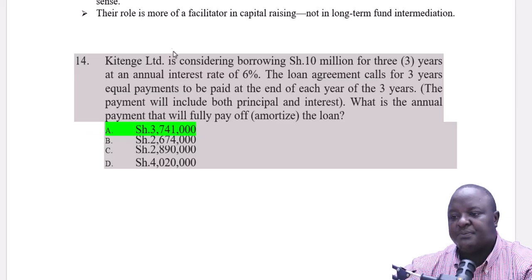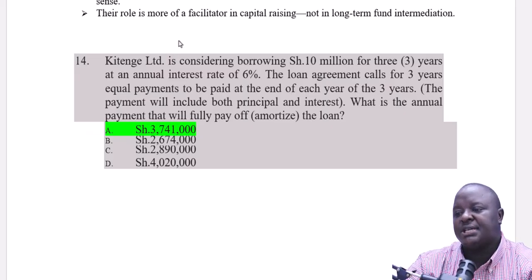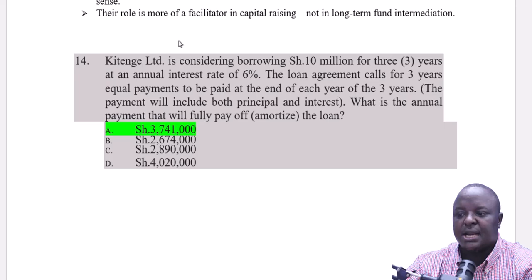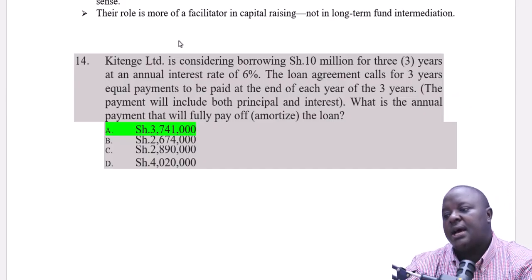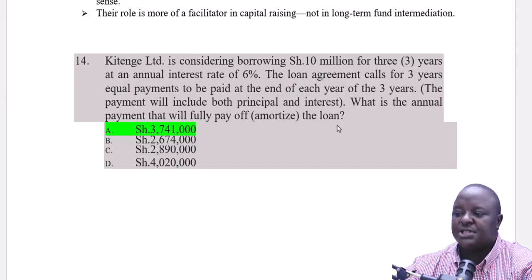Question number 14. Kitenge Limited is considering borrowing 10 million for 3 years at an annual interest rate of 6%. The loan agreement calls for 3 equal payments to be paid at the end of each year of the 3 years. The payment will include both principal and interest. What is the annual payment that will fully pay off, amortize, the loan?